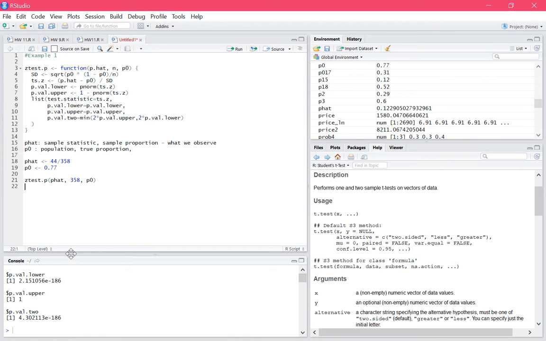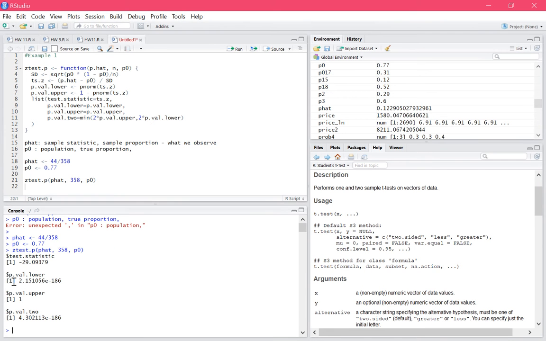After we run that, we can see in our little results the test statistic, p-val lower, p-val upper, and p-val 2. So what this means is p-val lower is the p-value for when we have a lower test. So if we want less than something, we're going to look at this. And then p-val upper is when we want at least or greater than, we're going to look at this p-value. And if the alternative hypothesis is a two-tailed test, not equal to something, then we look at the last p-value.